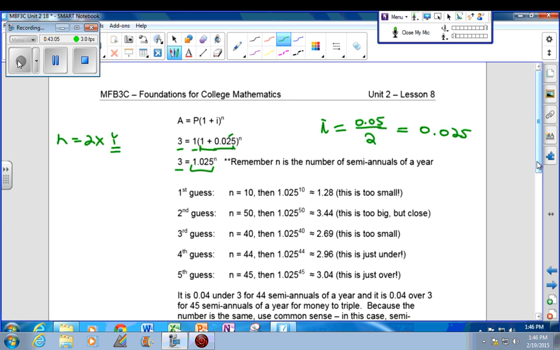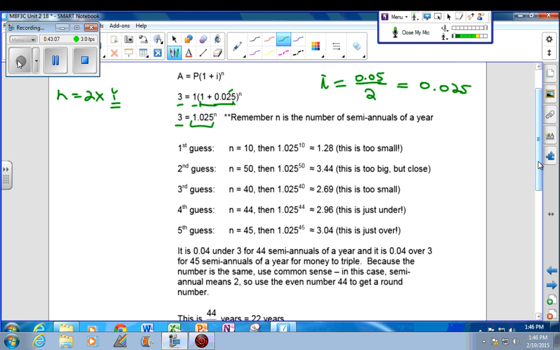Okay. All right, so they're going to do a bunch of guesses. I'll spare you from my method of guessing. They tried n was 10. Now, how many years is that? Right? It's 5 years, right? 2 compounding periods per year. Okay. Now they ended up with 1.28. Remember, we want 3. Okay. So then they tried 50, which is 25 years, and it was too high.